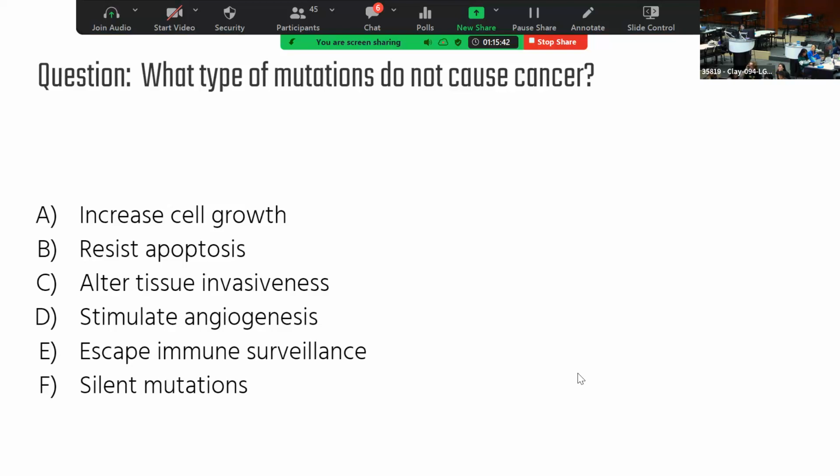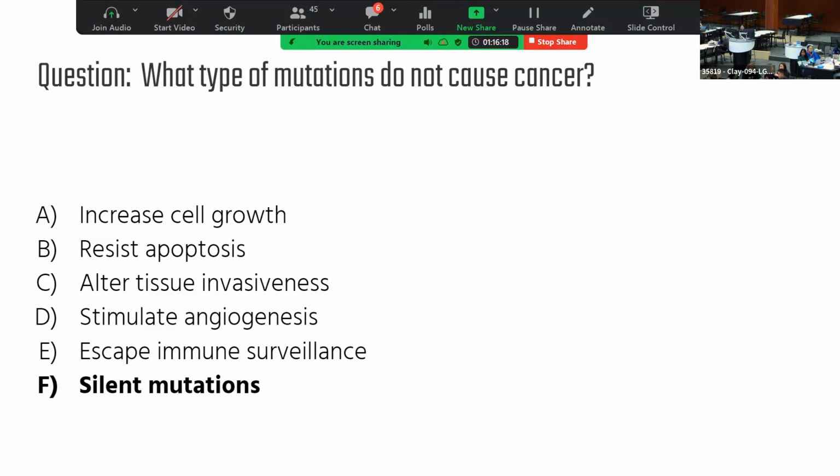Okay, question. What type of mutations do not cause cancer? I think I hear silent mutations, yes. Obviously the rest of them are going to have some impact on causing cancer. So increased cell growth, if that gets out of control, can cause cancer. If you resist apoptosis, remember apoptosis is the process of breaking down cells. So if you're not able to break down cells that are damaged or degraded, then it's going to keep proliferating.